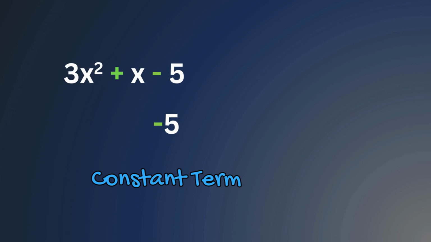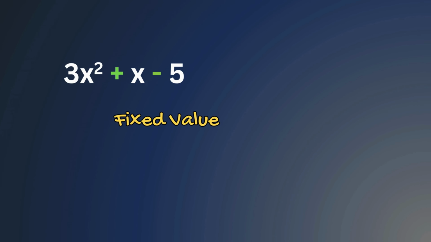The constant term is super important in polynomials because it's the term that never changes. Whether you're plugging in values for x or solving for y in a polynomial, the constant term stays the same. In our example, minus 5 will always be minus 5, no matter what happens with the other terms. This is why we call it a constant term.